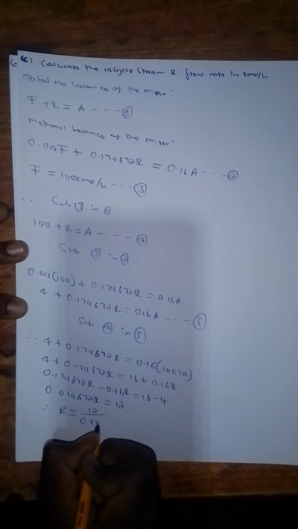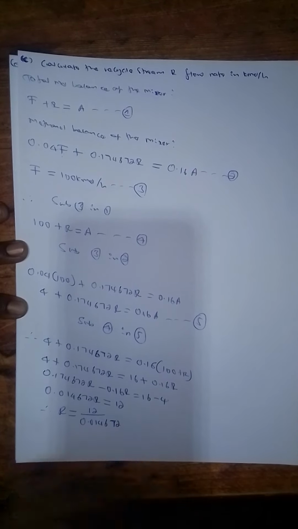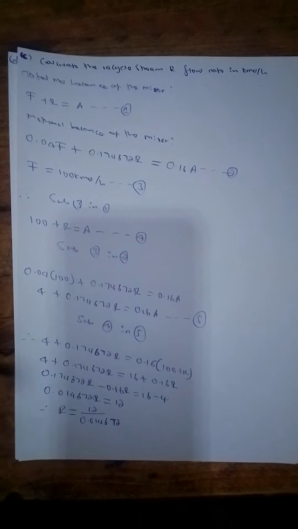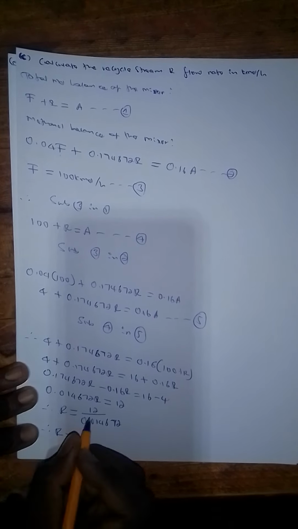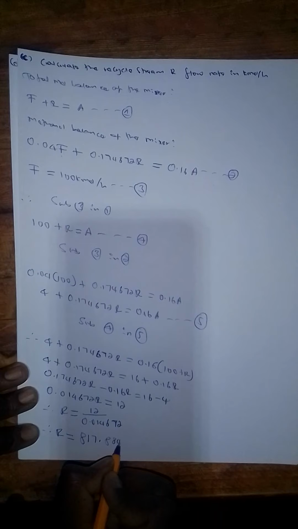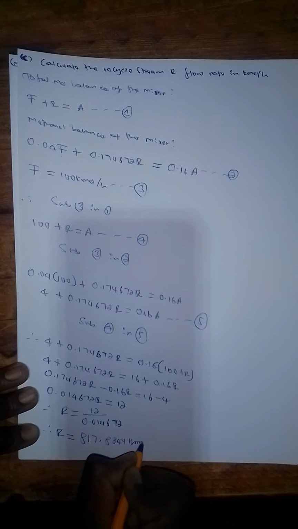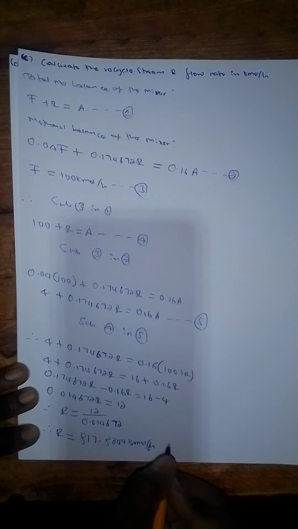12 over 0.014672. Is it still visible? Yeah. Therefore, R is equal to 817.8844 kilomole per hour. This concludes C, which asked to calculate the recycled stream R flow rate in kilomole per hour. So this is the answer for recycled stream R.